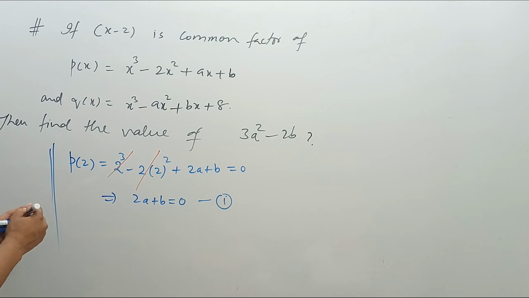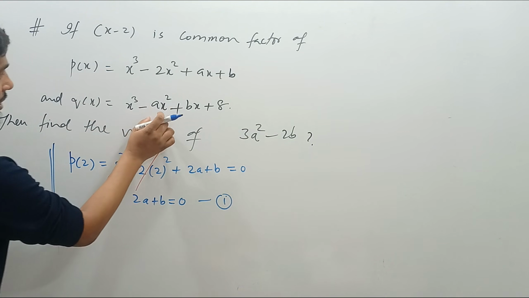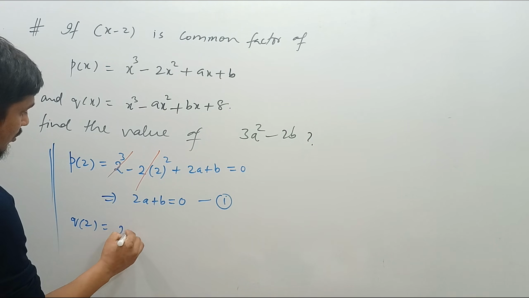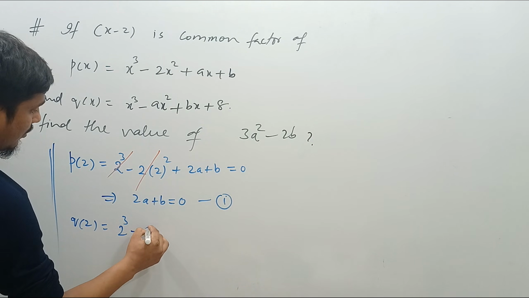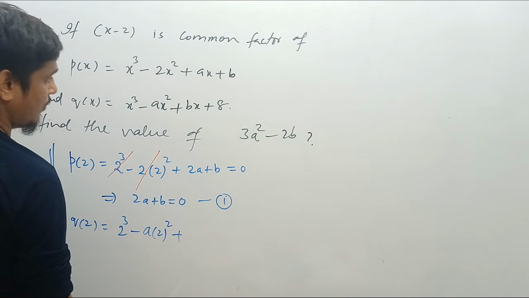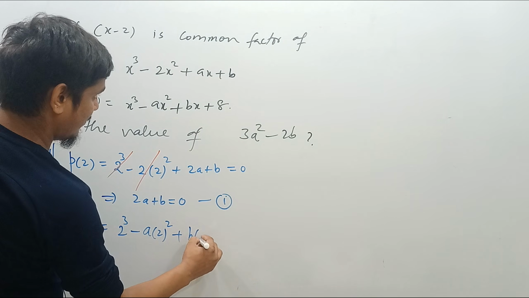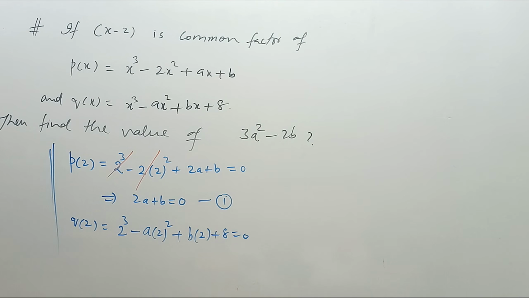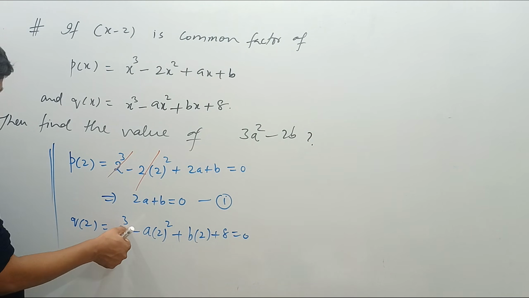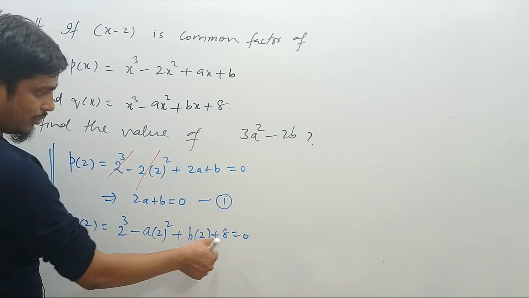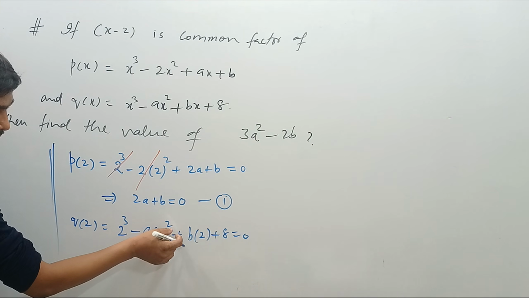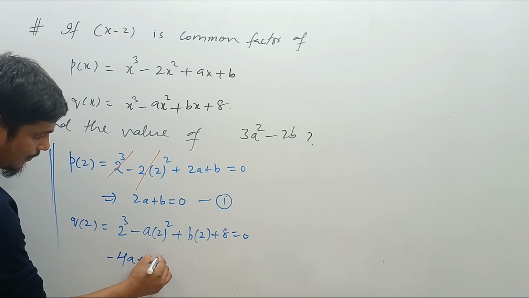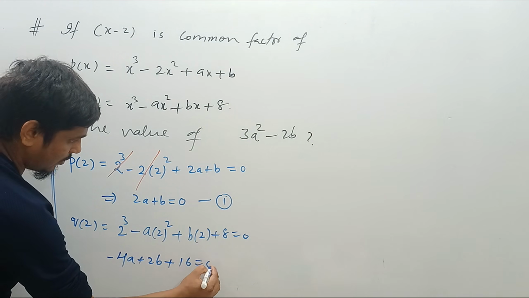Now we have given this q(x) is x cube minus ax square. So q(2) is equal to 2 power 3 minus a times 2 power 2 plus b times 2 plus 8 is equal to 0. Now over here this 2 power 3 is 8 and this 8, both are in plus, so 8 plus 8 is 16 and 2 power 2 is 4. So this is negative 4a plus 2b plus 16 is equal to 0.